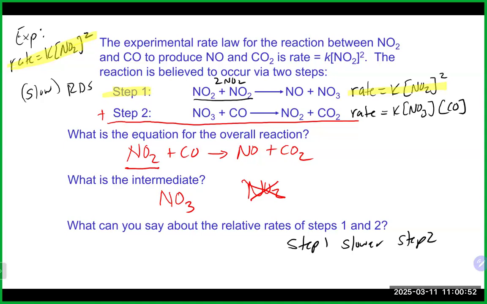So this is one type of mechanism problem where, as we did here, we could figure out the overall reaction. We could figure out any intermediates there are. We could figure out which step is the rate determining step.